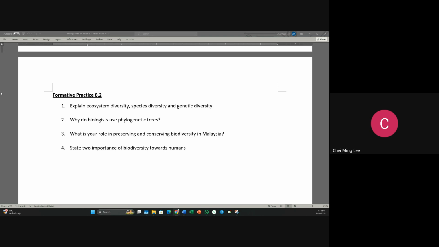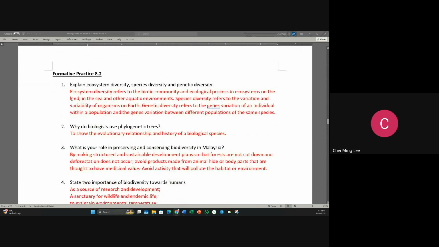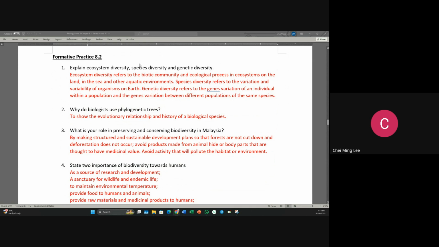Done? Okay, so let's see the answer. Now, explain the ecosystem diversity, species diversity, and genetic diversity. Ecosystem diversity refers to the biotic community and also the ecological process in ecosystems on the land, sea, and other aquatic environments. Species diversity refers to the variation and variability of organisms on Earth. Genetic diversity refers to the gene variation of an individual within a population and the gene variation between different populations of the same species.